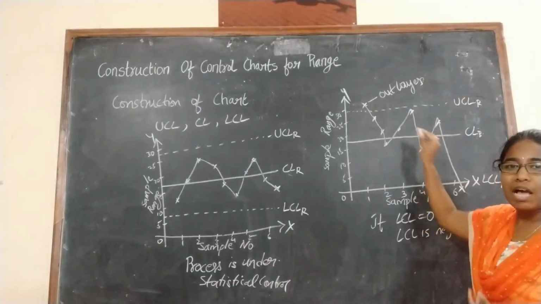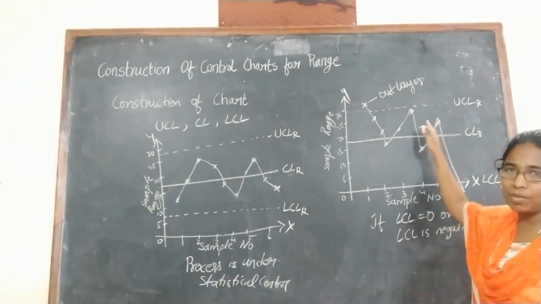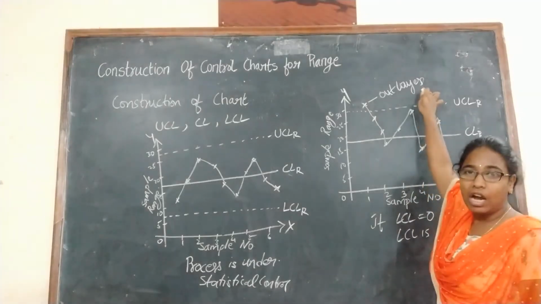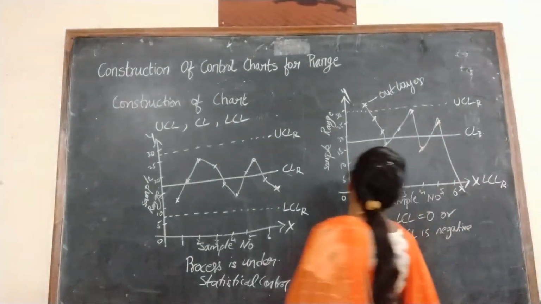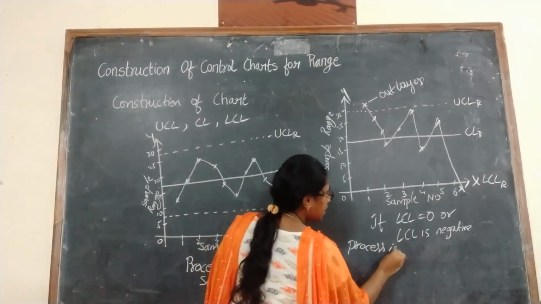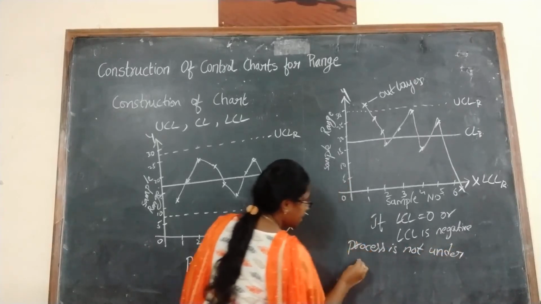So whatever the sample values you got above or below your warning limits, which are not under your warning limits, they are called the outliers. Then this process is said to be not in control. Process is not under statistical control.